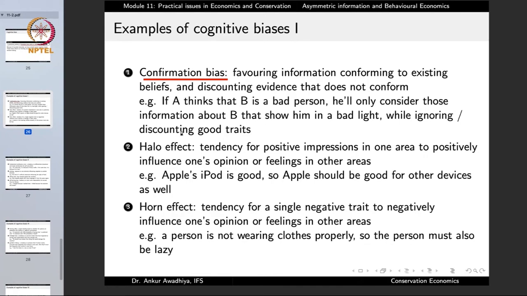Example, if A thinks that B is a bad person, he will only consider those information about B that show him in a bad light while ignoring or discounting the good traits. What happens in the case of confirmation biases? That we have already a preconceived notion about something. And whenever we see something, whenever we get new information, we see the new information in the light of our preconceived notions.